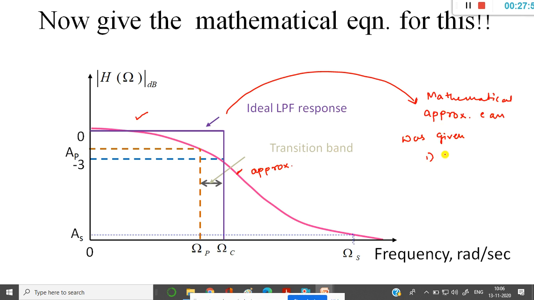It was given by a scientist called Butterworth. His name is kept for this equation, and hence it is called the Butterworth approximation method. And one more person came and made a slight alteration because there are some disadvantages in the Butterworth design, and his name was Chebyshev. So these two mathematicians gave us approximation methods so that I am able to design this.